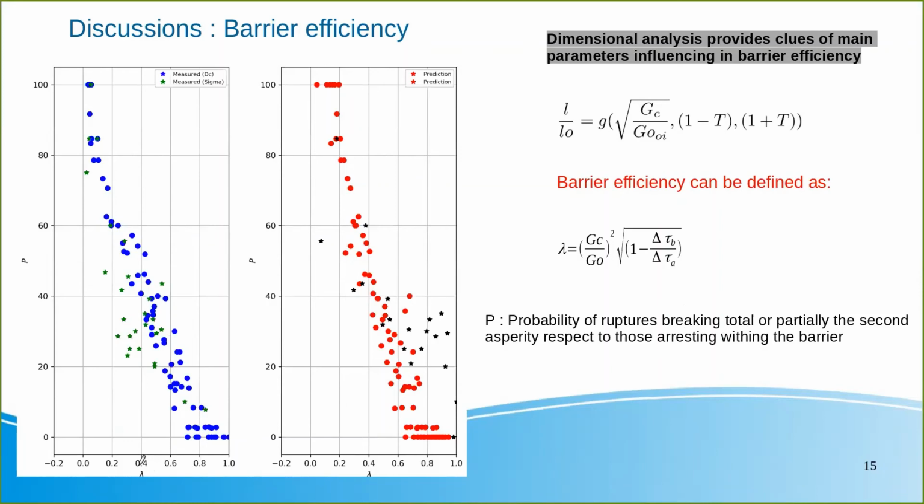So as lambda is small, the probability of crossing the barrier is high. So we have really no permanent barrier. And when the lambda is really high, the probability of crossing the barrier is really low, so we have a permanent barrier.